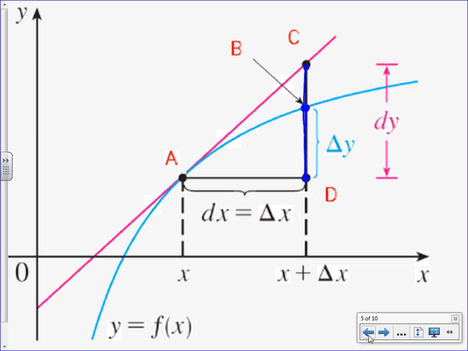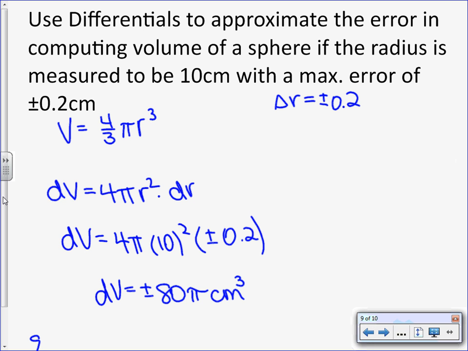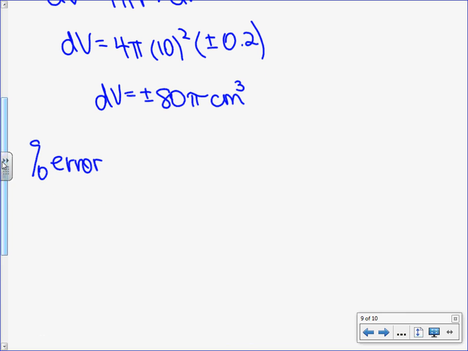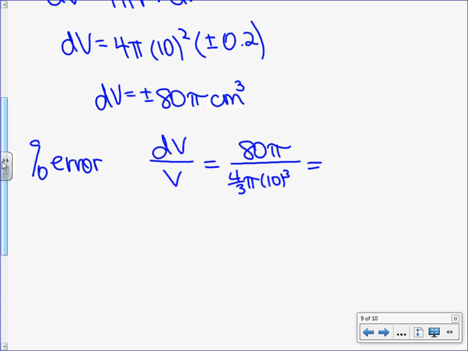Oh, it's dy minus delta y. That's all we need to do. Yep. How much are we off by over our volume? Okay, so we have 80 pi over 4/3 pi 10 cubed. So you just drop off the negative sign? Well, if we're talking about a percentage error, we wouldn't need to worry about negatives, right?